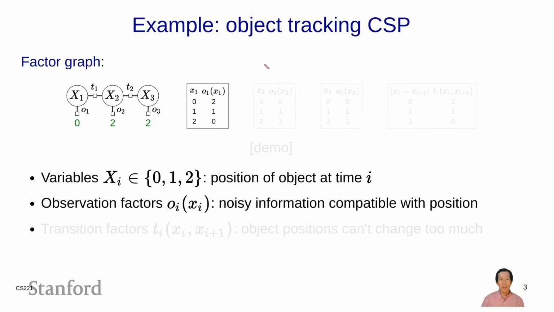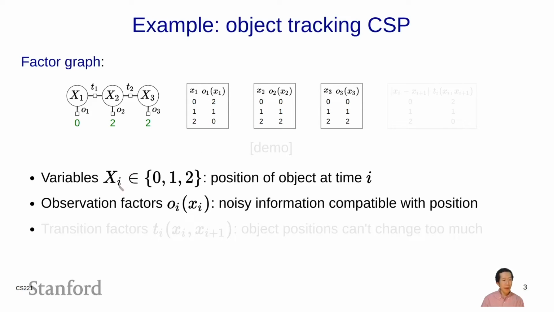Okay, so O2 is similar, but applied to x2. x2 is, remember, the position of the object at time step 2, and it's going to favor x2 being 2 and degrade if it's 1 away, and forbid it if it's 2 away. O3 is also similar, but applied to x3, which is the object position at time step 3. It's going to favor x3 equal 2, but also going to degrade and forbid if it's too far away. Okay, so we have 3 observation factors that capture the sensor readings.